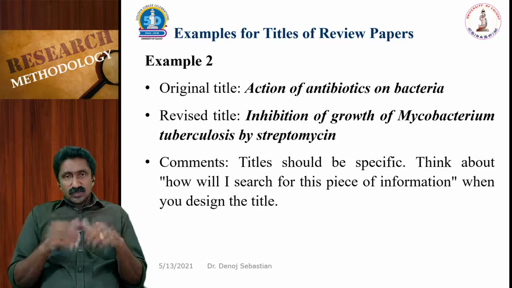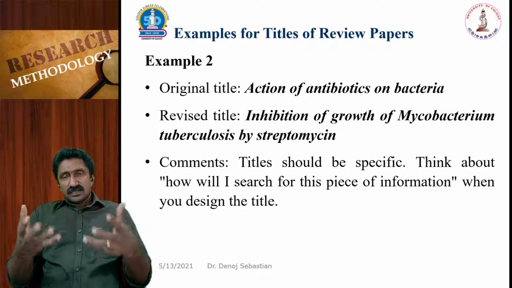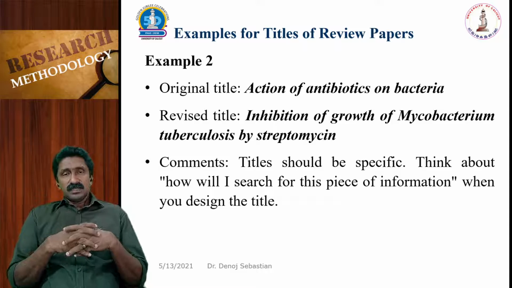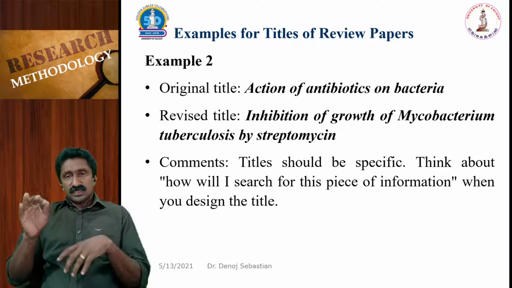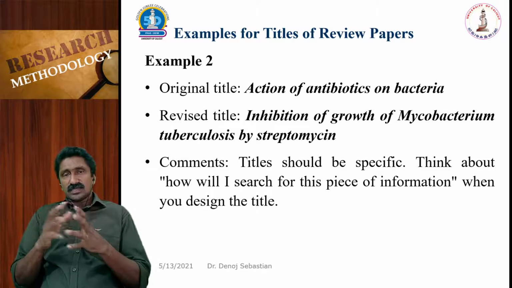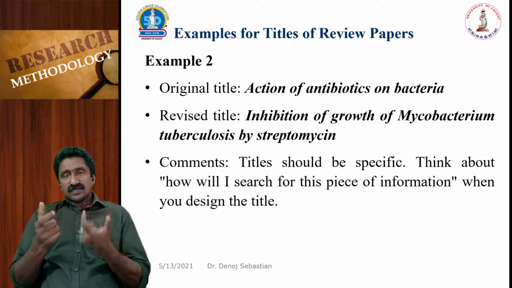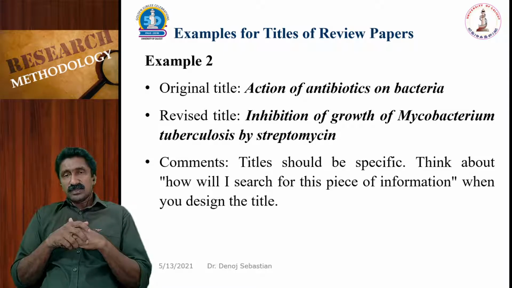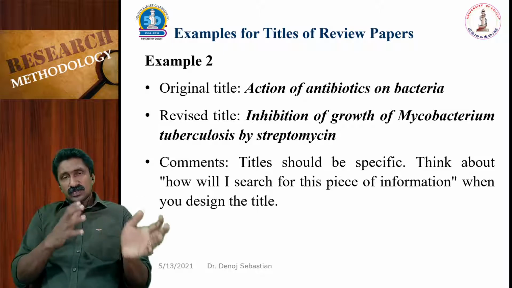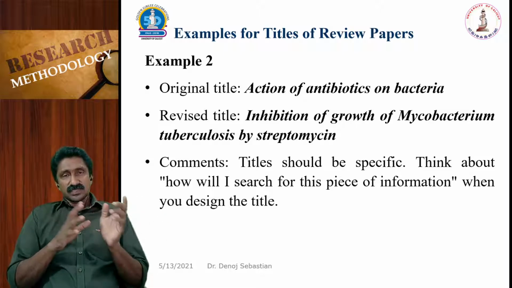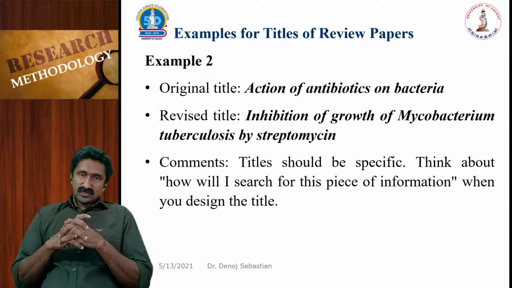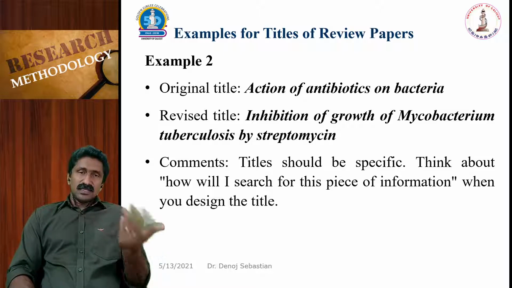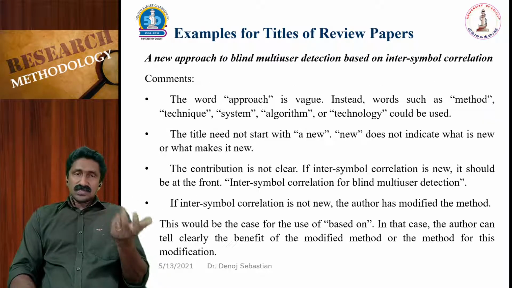So if you want your work to be specifically made available to the researcher who is searching for these papers, then your title should incorporate the key points like Mycobacterium tuberculosis and streptomycin. Then only the keywords Mycobacterium and streptomycin. Those who are working in the same area, or who are interested in streptomycin, or who are working on Mycobacterium and tuberculosis, will search with these terms, and your article will be listed only at that point. Whereas such a generalized title will not be listed in the search results.